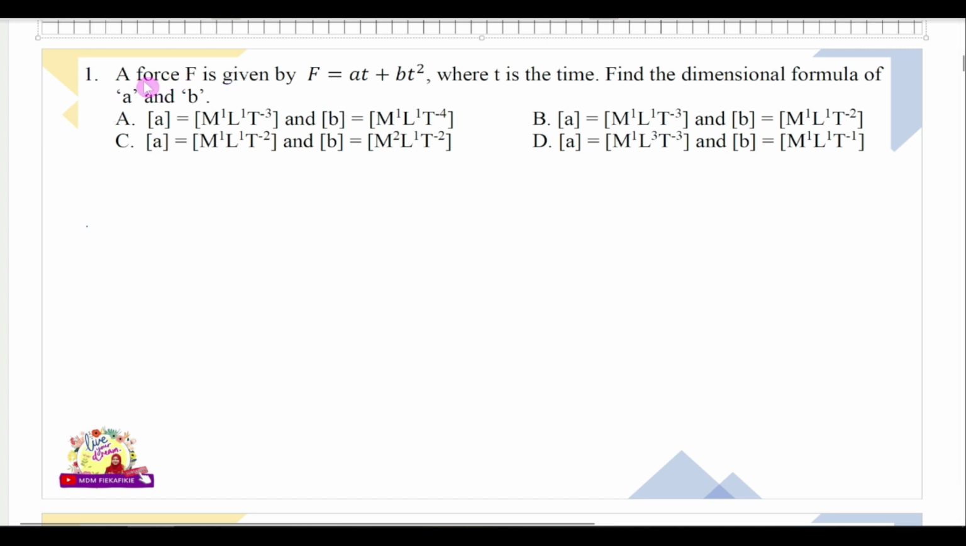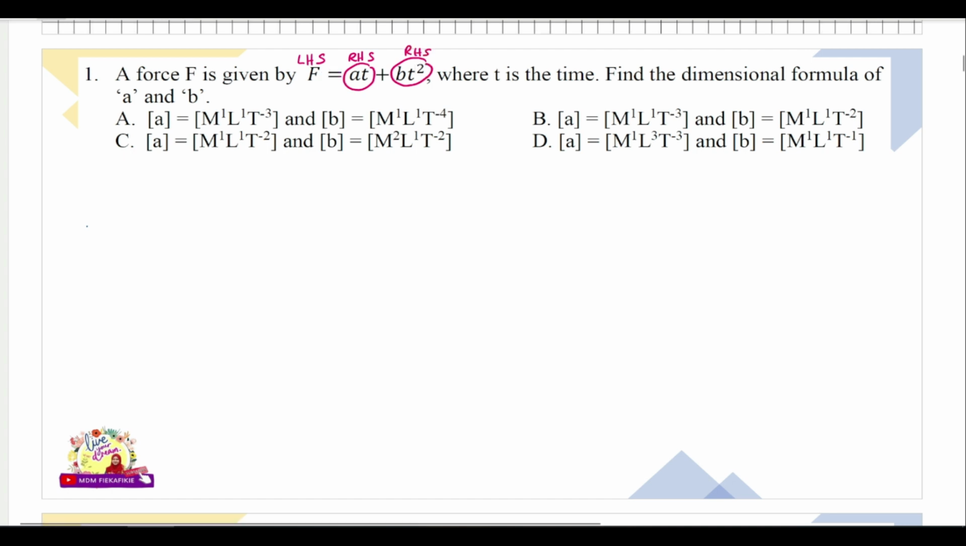Okay, so here we have a force F is given by an equation F equal to AT plus BT squared, where T is the time. Find the dimensional formula of A and B. Okay, since soalan dah bagi kita equation, so kita mesti tahulah di mana dimension of the left hand side is equal to dimension of the right hand side yang ini dan sama juga dengan dimension of right hand side yang ini.